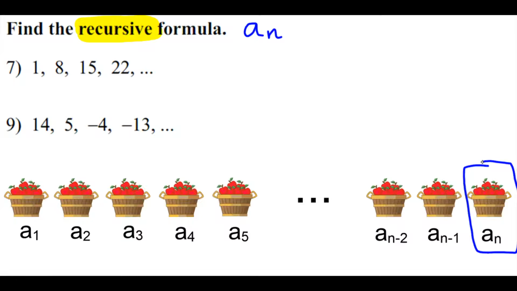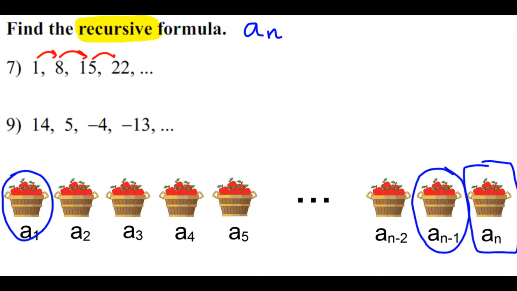In order to do that for a recursive formula, you need a couple of things. You need the term right before it, and you need the first term. You probably don't need any of the other bushels of apples. Otherwise, it's pretty similar to what we've done. You can look at the pattern and see the common difference. It looks like you're adding 7 to get from term to term, plus 7.